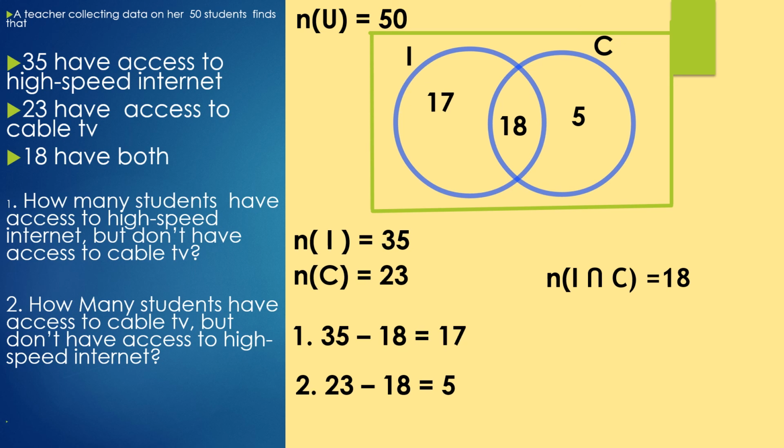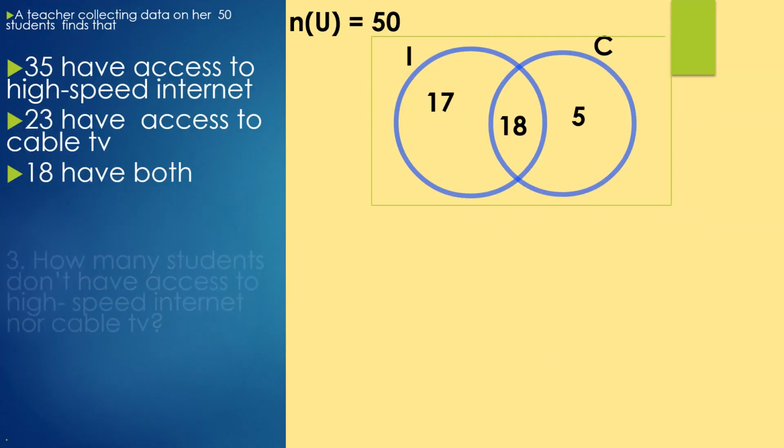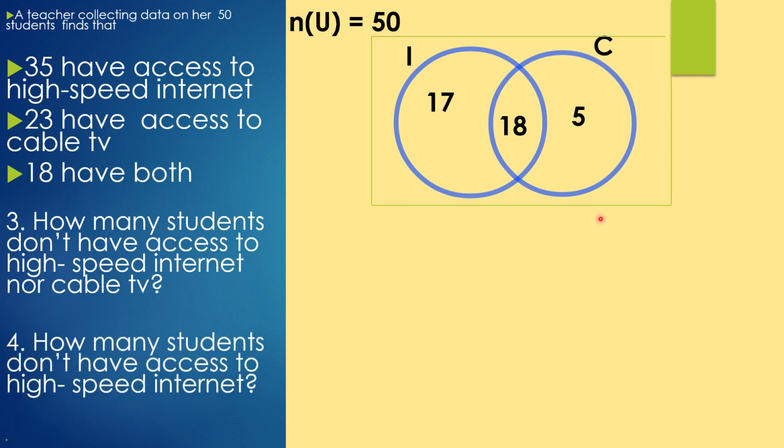Okay, so next, question number 3. Let's answer question number 3. How many students don't have access to high-speed internet nor cable TV? Okay, we know that the size of the universal set is 50. And these are the students who have access to high-speed internet and cable TV. So we need to add this, 17 plus 18 plus 5. How many? 40. So, to answer question number 3, 50 minus 40 is equal to 10.